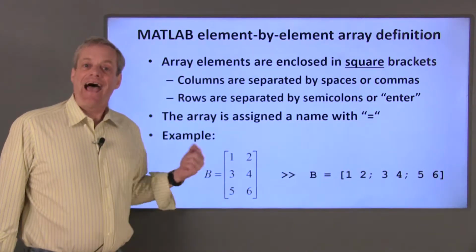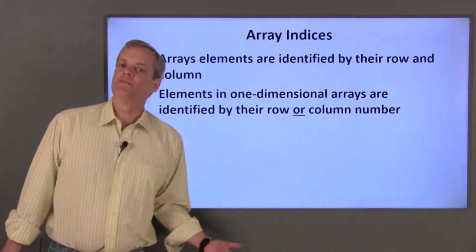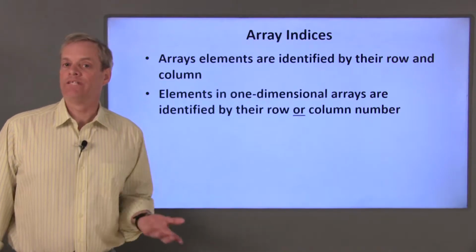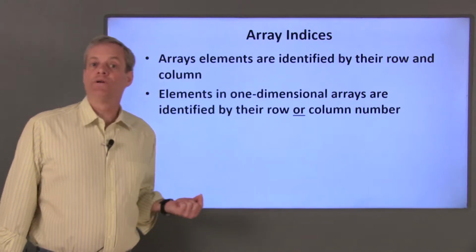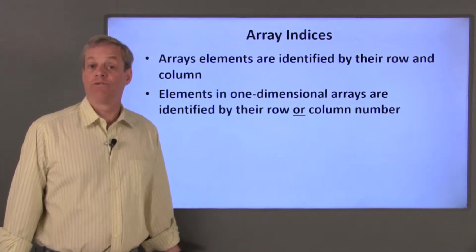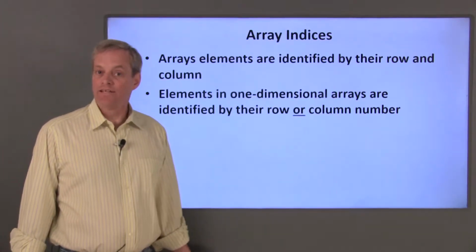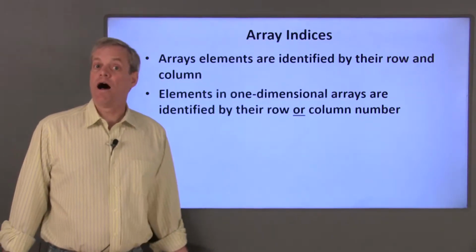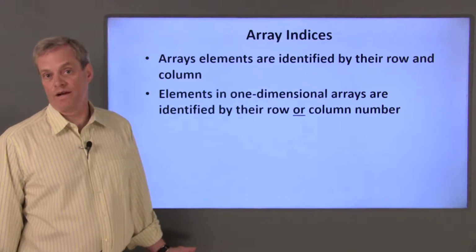Next, I'll discuss how to access individual elements of an array. Array elements are referenced by putting the row and column, in that order, of the desired element in parentheses after the array name. The row and column are separated by a comma. If the array has only one dimension, either a single row or a single column, elements can be referenced with a single number in parentheses after the variable name. For a row vector, use the column of the desired element, and if the array is a column vector, use the row of the desired element.